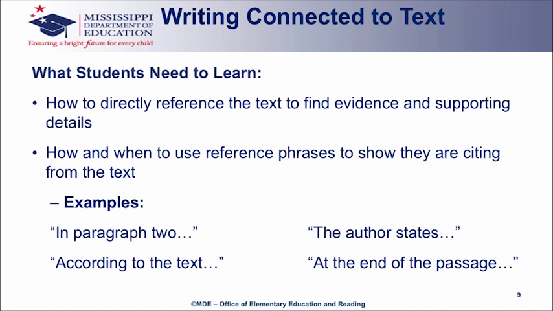What students need to learn. Students need to learn how to directly reference the text to find evidence and supporting details. Students also need to learn how and when to use reference phrases to show they are citing from the text. Examples would include in paragraph 2, or the author states, according to the text, or at the end of the passage.